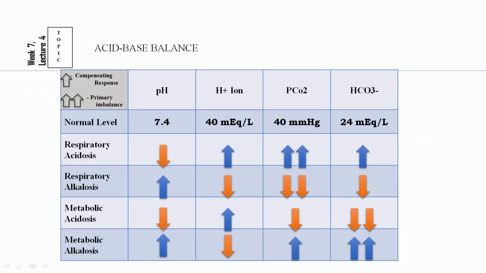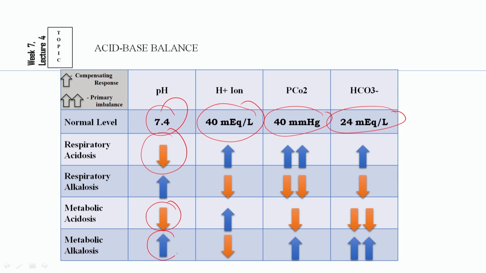If you take the normal level, the pH is 7.4 and the hydrogen ion is 40 milliequivalent per liter, the partial pressure of carbon dioxide is 40 mmHg and the bicarbonate ion is 24 milliequivalent per liter. This is the normal range, right? Now, in respiratory acidosis, the pH goes down. Again, in metabolic acidosis, acidosis means the pH goes down, whereas in alkalosis the pH increases above 7.4, and in respiratory alkalosis again it increases.